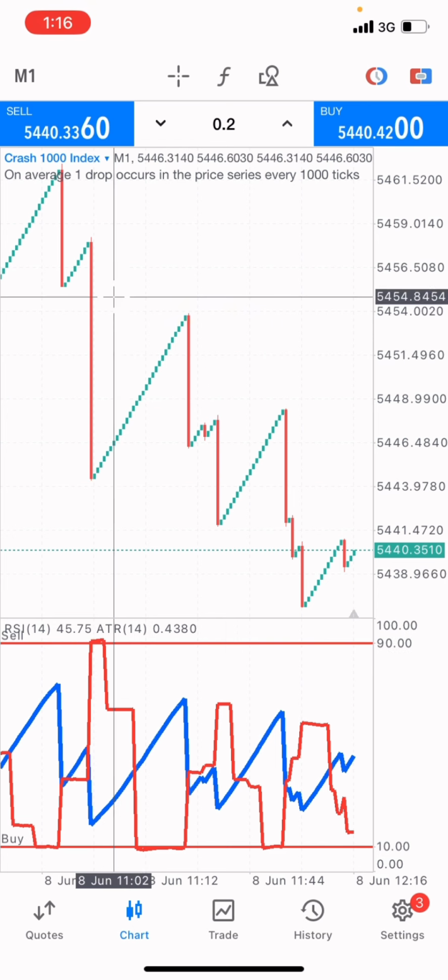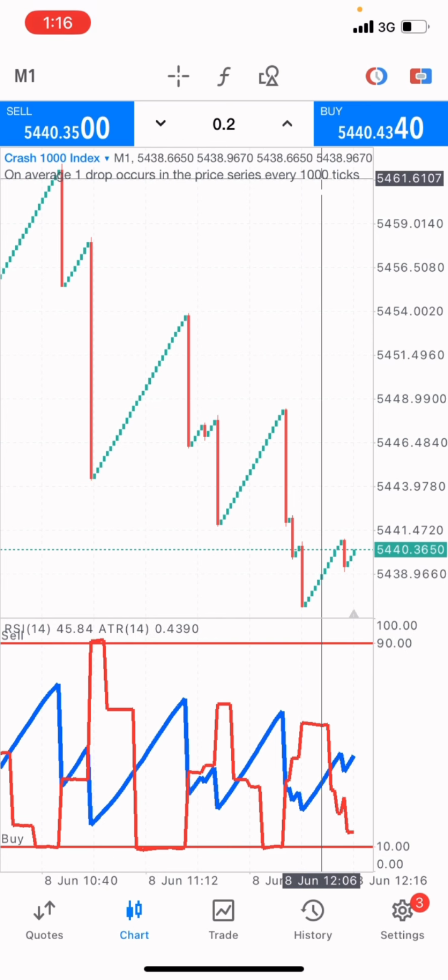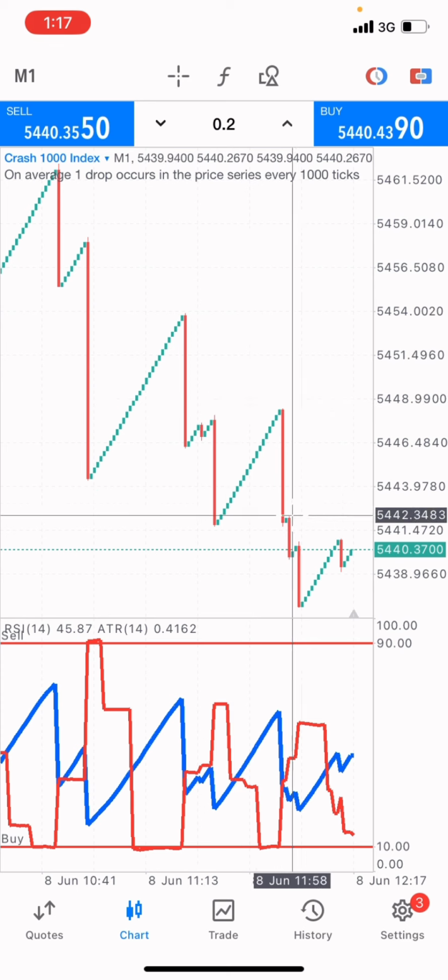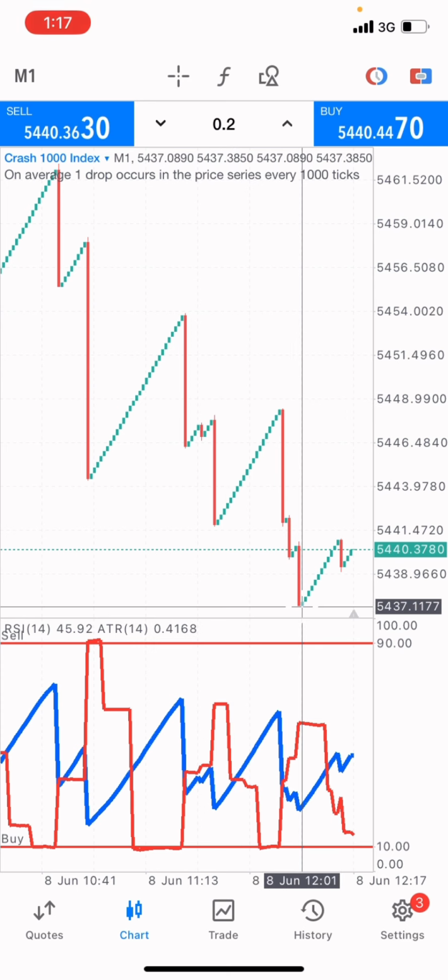If you are at the oversold, you place a buy, you are fully confident that the market will buy. At the overbought, you are fully confident that the market will sell for a particular period of time.